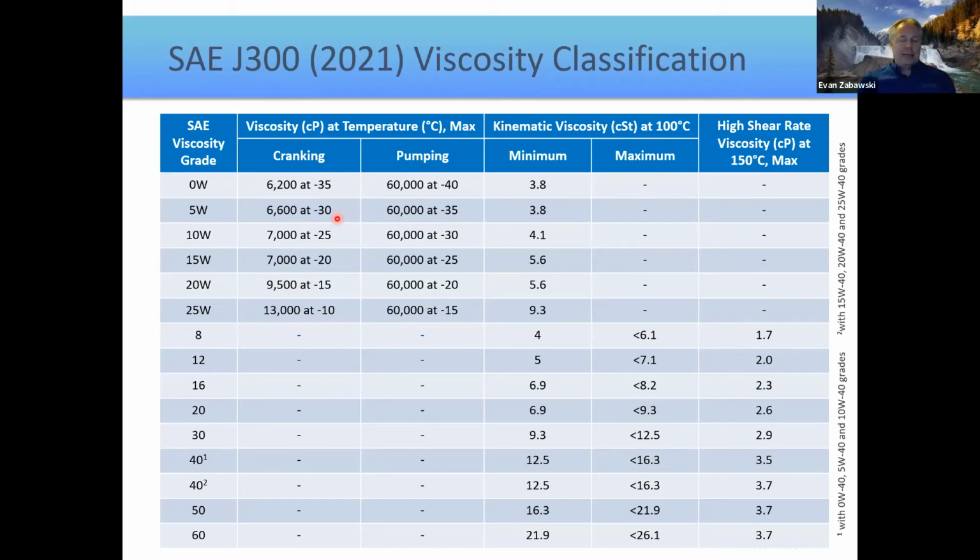Now, for those who like trivia that don't already know this, the W suffix is because of this cold temperature testing, the W stands for winter. Right? We're replicating winter-like conditions. So a 5 winter 30 weight compared to a 10 winter 30 weight, if you will, that's the difference, is that the 5W handles colder temperatures as well or better while still maintaining the 30 weight characteristics that it needs at bulk operating temperatures.